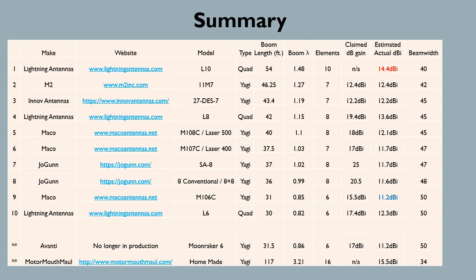I think all these are good antennas and good antenna manufacturers. They all do good. And maybe this video put things in perspective. When you're looking at one antenna, you might want to consider a different one instead, or maybe you didn't know that there was Lightning Antennas or M Squared made antennas. I think a lot of people in the 11 meter world know about Maco and JoGunn, but maybe some of the others you weren't familiar with.